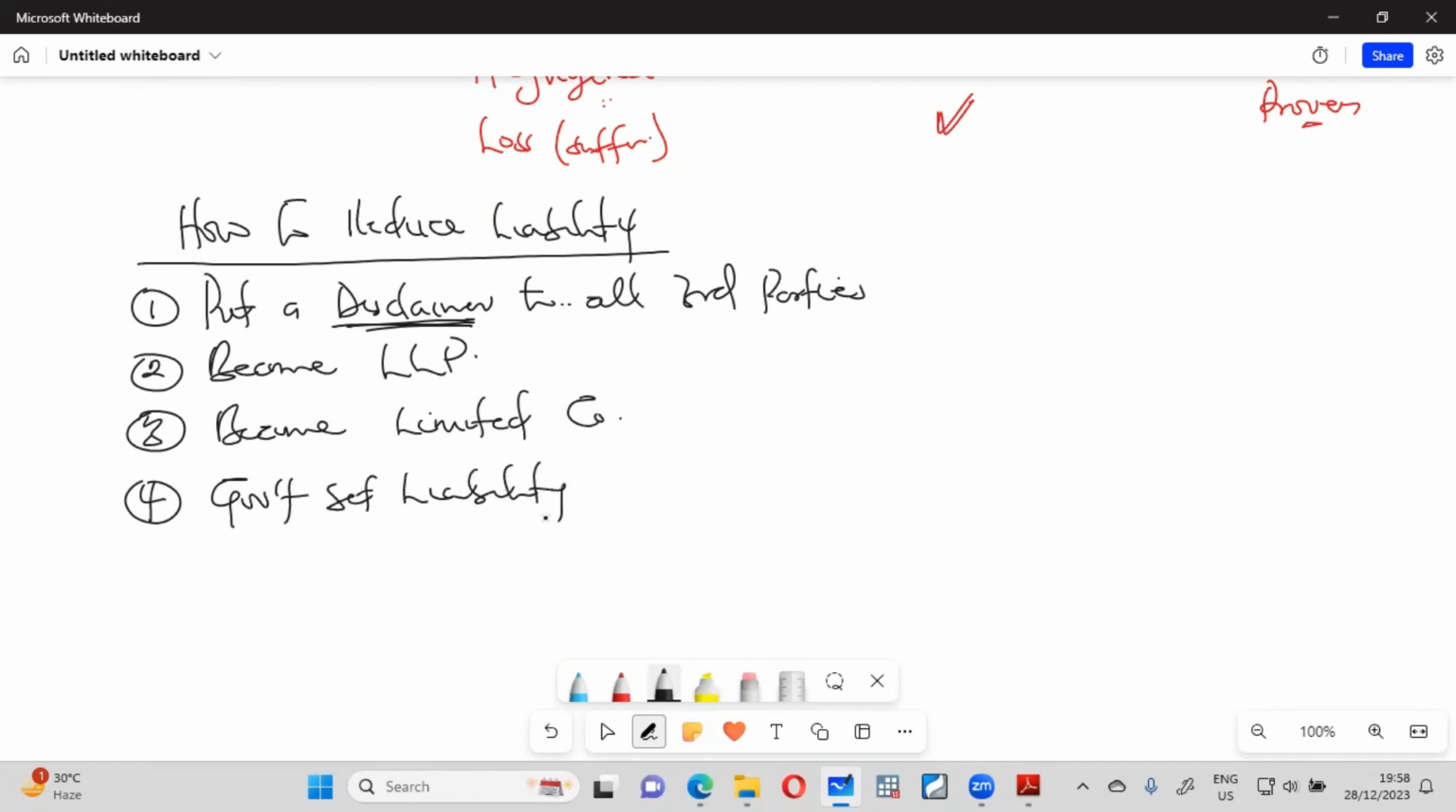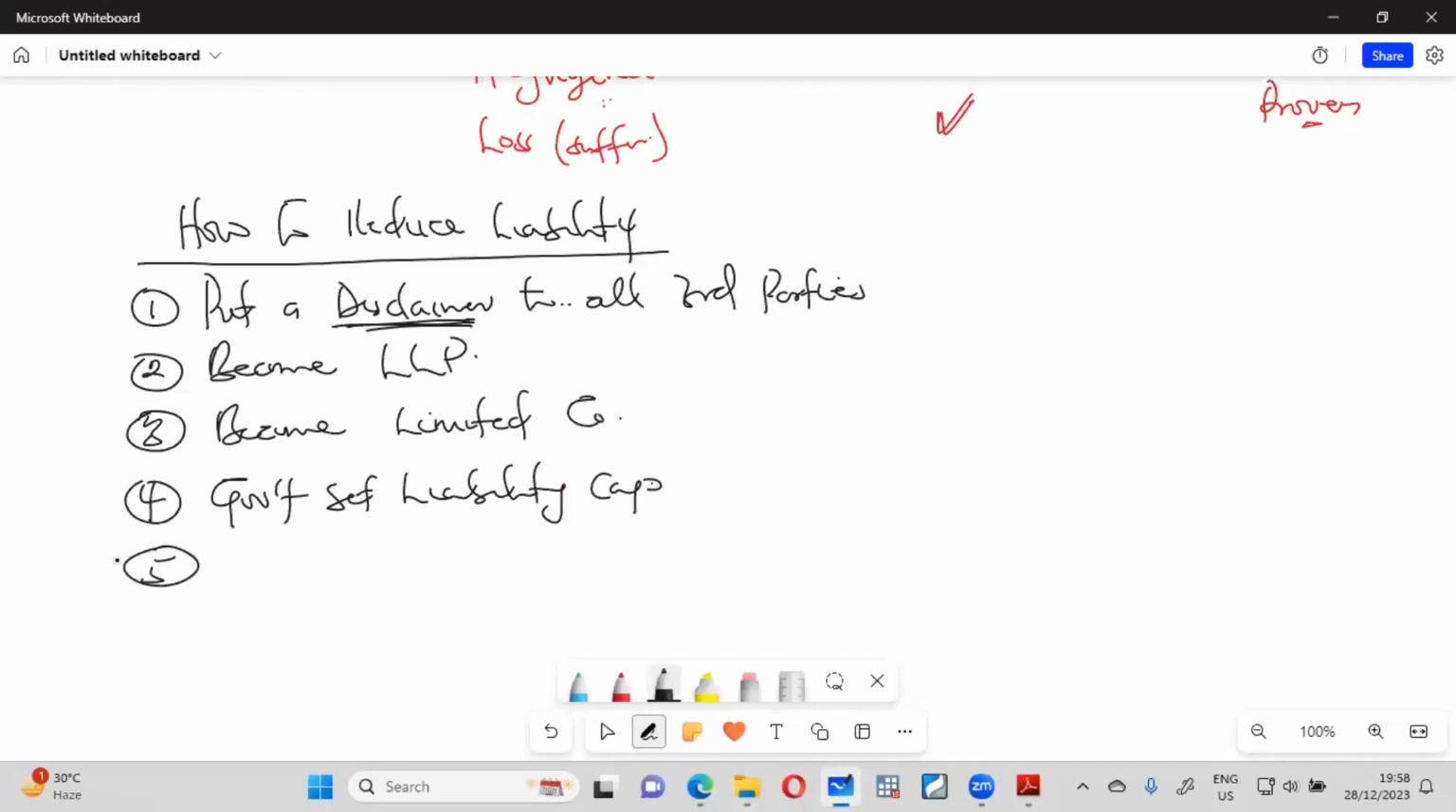Liability cap. What does this mean? You set a maximum amount you can be sued for. So you can't sue an auditor for more than 1 million Ghana cedi. You can't sue the auditor for 2 million. So you put a cap. There's a limit to how much you can sue auditors. All right. So that is that.